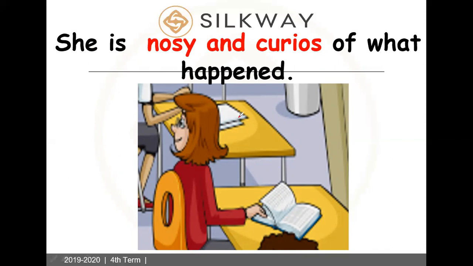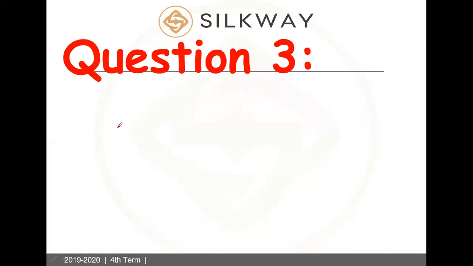Oh, what happened? So we can say that she is nosy and curious. Let's repeat. She is nosy and curious. So let's continue. Okay, let's move on to question 3.